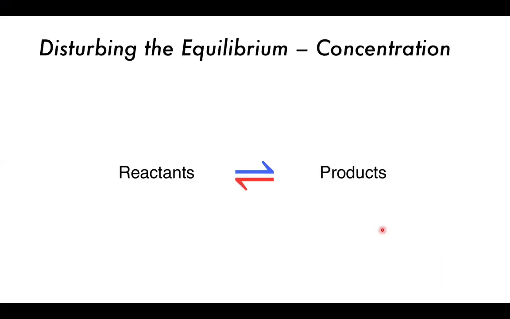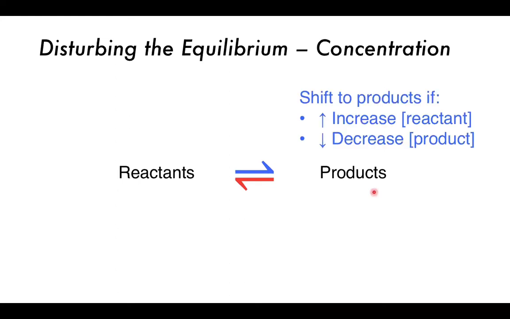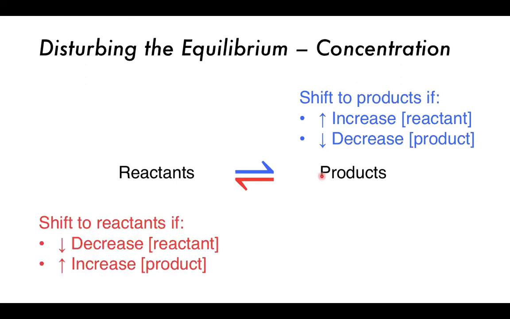So then disturbing the equilibrium via concentration. So say we have this equilibrium where we have reactants on the left-hand side, products on the right-hand side. So if we shift to products, if we increase the concentration of the reactants, so if we have excess reactants, then the system will move to consume those reactants and form products. And then if we decrease the amount of products, then the system will move to consume more reactants to form those products. And so that's how we could do this industrially.